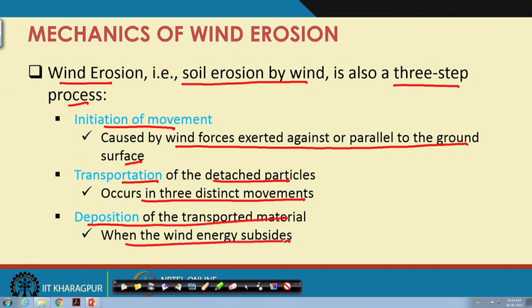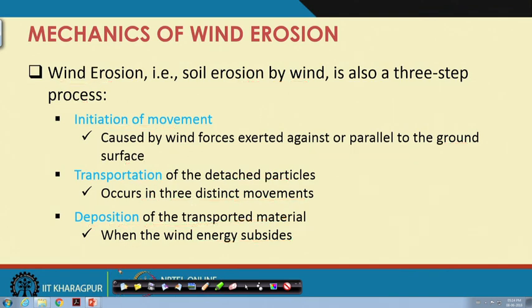So, in this case also there are 3 processes. There we called them detachment, transportation and deposition in case of water erosion. Here we are calling them initiation of movement, transportation and deposition. That is the only change. So, level 1 only has a name change.